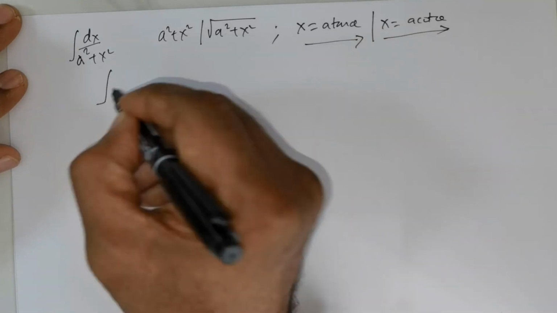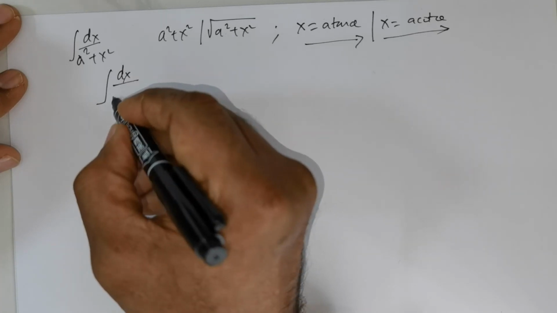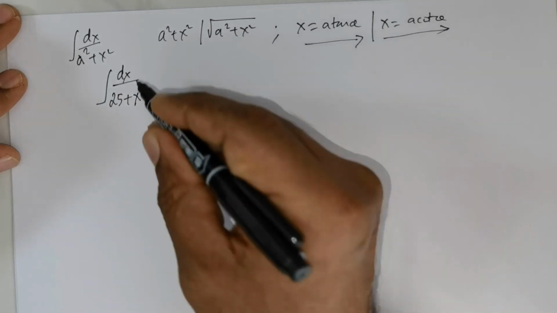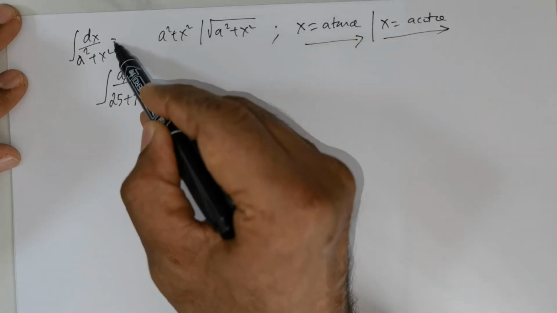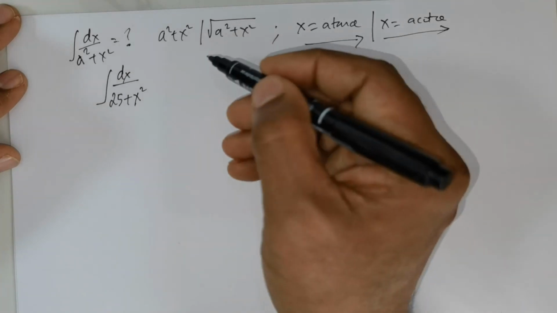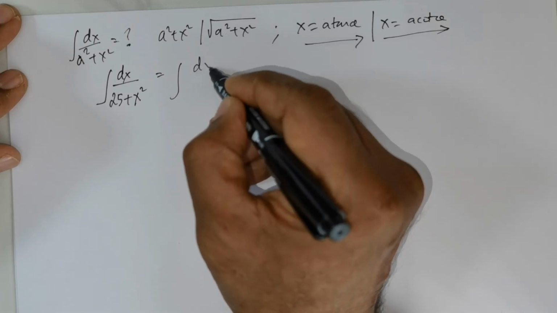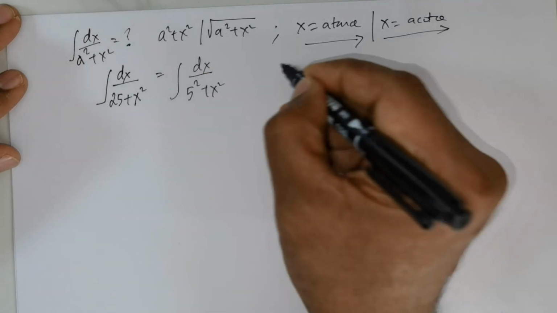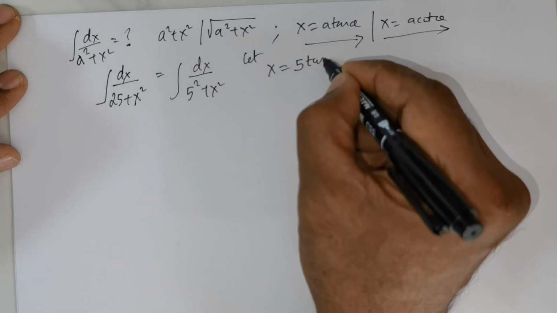Now imagine I have a question, say integral dx over 25 plus x squared. I need to integrate this. Now I can utilize the formula. There is also a formula which we will show or deduce. Now given this question, foremost what I wish to do is I would like to rewrite this as integral dx over 5 squared plus x squared. Then I will make the following substitution. Let x be equal to 5 times tan theta.